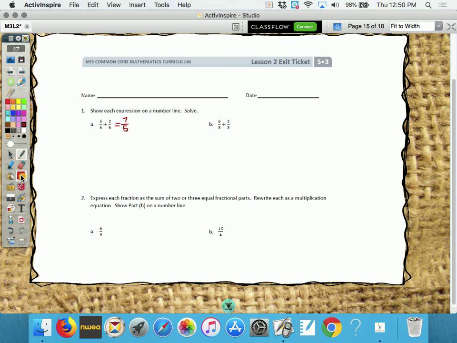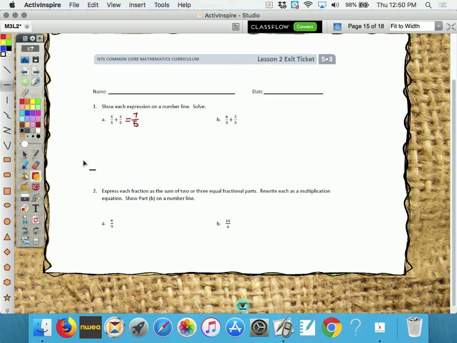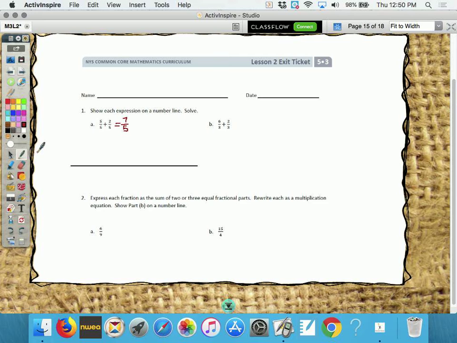7/5. Okay, so draw your number line. And 7/5, is that more or less than 1 whole? More. Is it more than 2? No. What would 2 be? 10/5, okay? So we have 0 and 2, and 1 in the middle. What is your denominator? 5. Okay, so you'll need 4 tick marks.